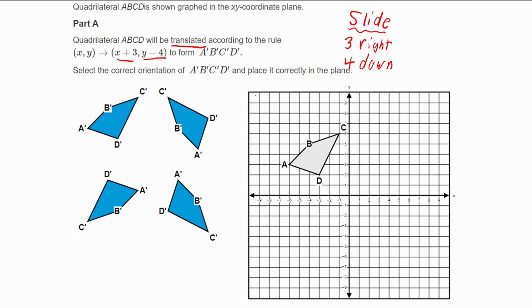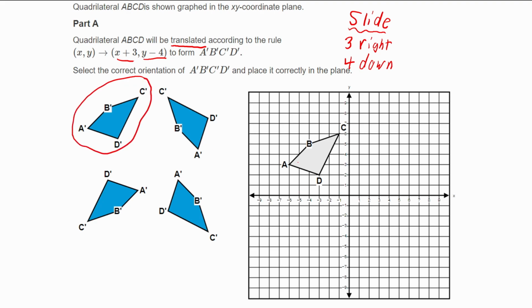Now, it wants us to select the correct orientation of our shape from one of these blue shapes over here, and then plot it on the plane, right? Now, we can't necessarily click and drag it because we're not on the computer, but we can select it by circling. Now, when we slide something, the orientation doesn't change, so we should be selecting the shape that looks like it's facing the same direction.